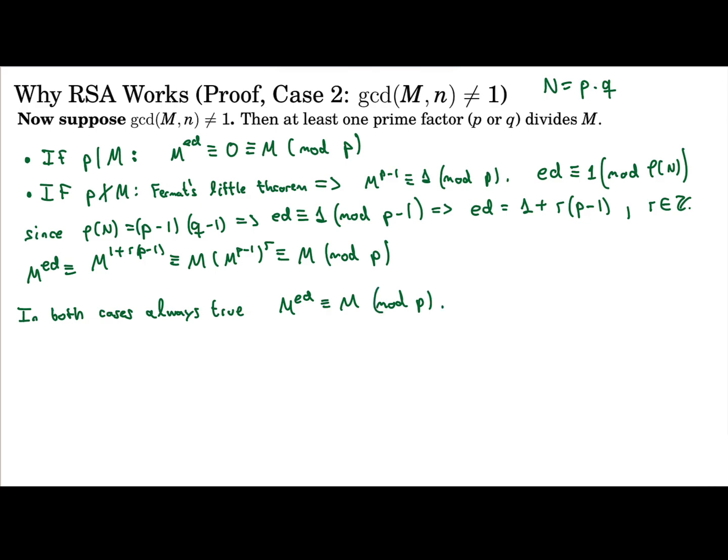Now you can do the same argument to show that the same is true for Q. So N is equal to P times Q, and we're saying if P divides M, this happens. If P doesn't divide M, this happens. If you just replace P for Q and you rewrite everything, you actually get the same exact statement mod Q. And so we have these two. So it's true that these both are true.